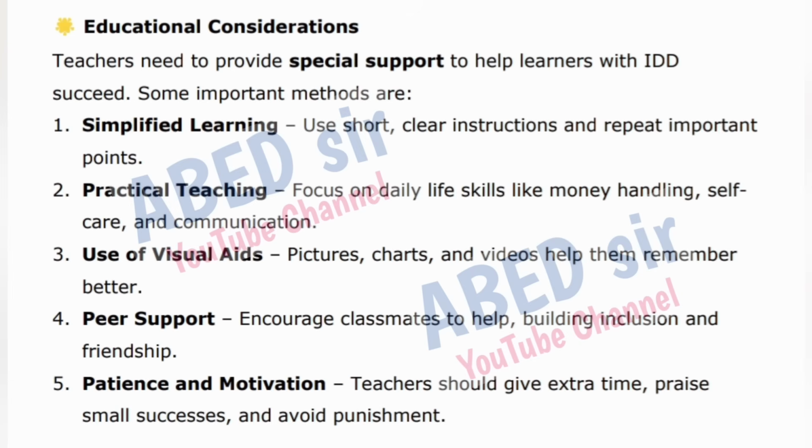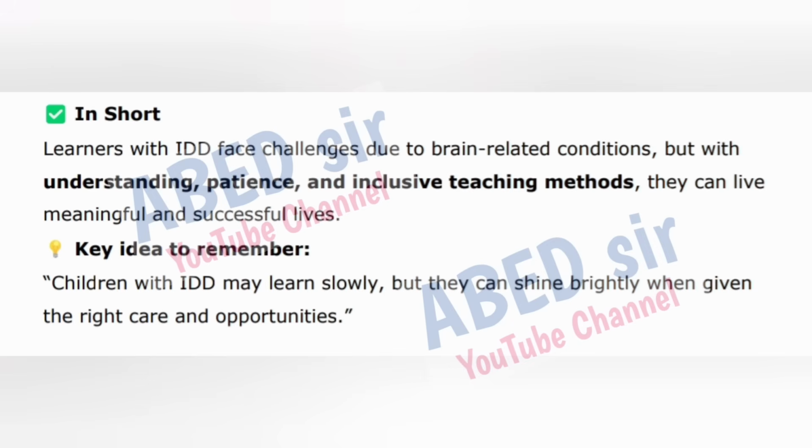4. Peer support, encourage classmates to help, building inclusion and friendship. 5. Patience and motivation, teachers should give extra time, praise small successes, and avoid punishment. In short, learners with IDD face challenges due to brain-related conditions, but with understanding, patience, and inclusive teaching methods, they can live meaningful and successful lives.